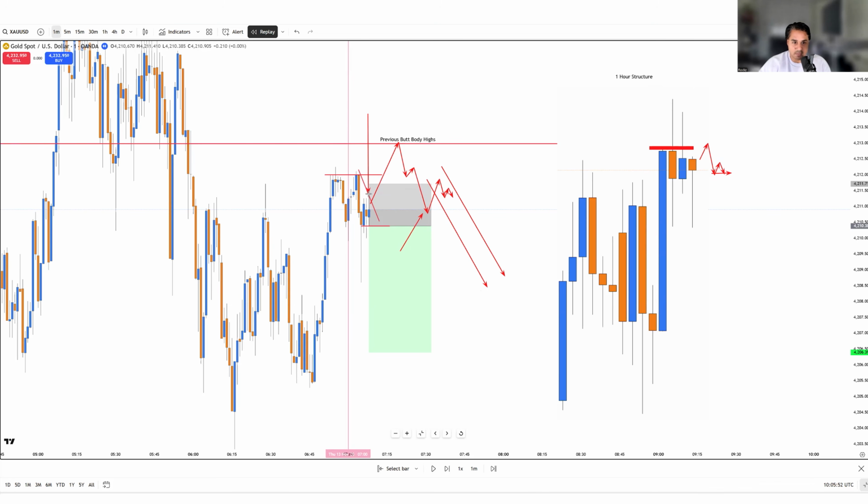As you can see from this 1 minute structure, this is not what's happened yet. Anything that is to the left of this red line is this previous hourly candle, and anything to the right of this red line will be the new candle open.